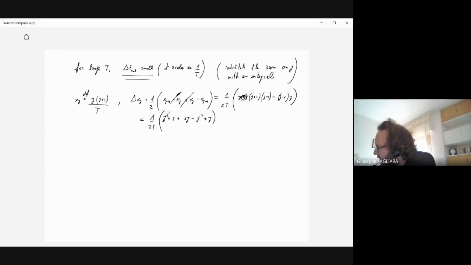Okay, so j squared can be removed. 3j plus j makes 4j, and then I have a plus 2. And so I have 2j plus 1 divided by t, which is delta xj.